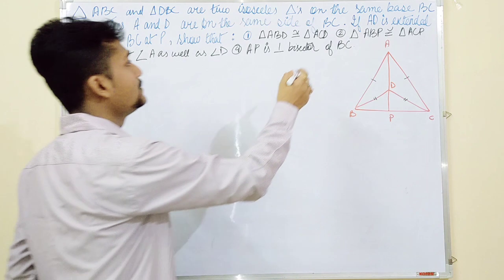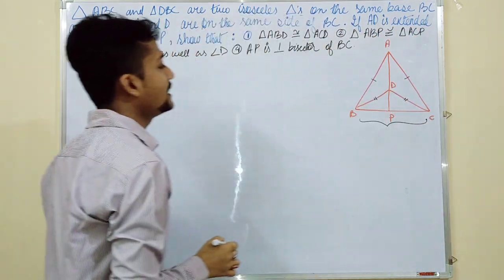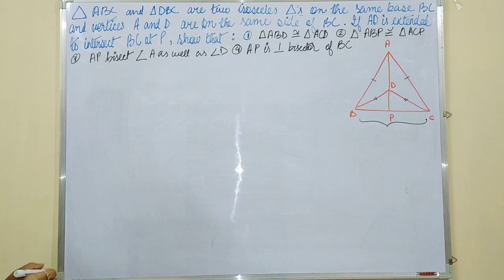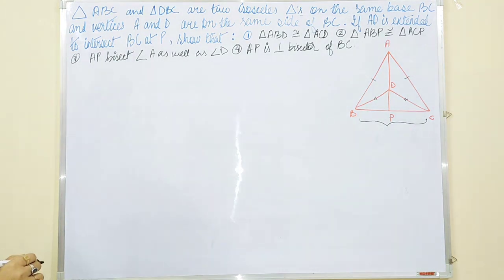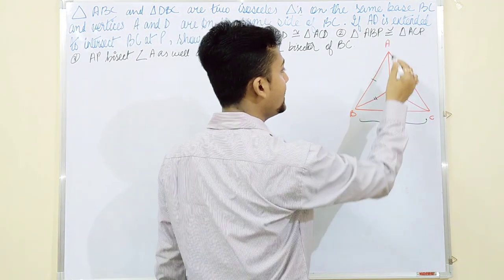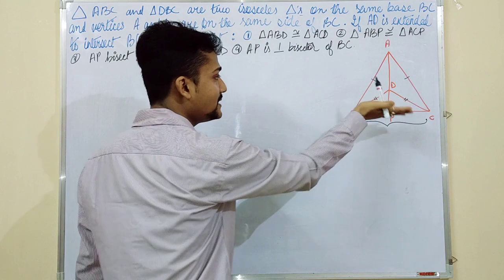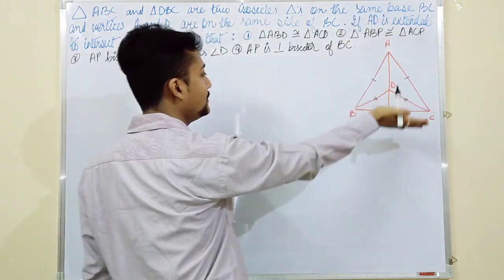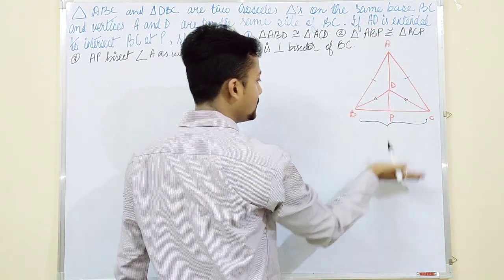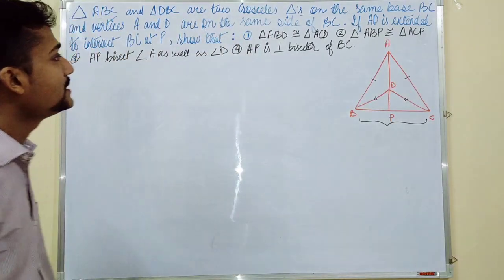Okay. So till this much we have done on the same base BC. That means both the triangles are standing on the same base BC, and the vertices A and D are on the same side of BC. That means this particular vertex A and this particular vertex D are on one of the sides, either at the top or at the bottom. I have taken it here at the top, on the same side of BC.